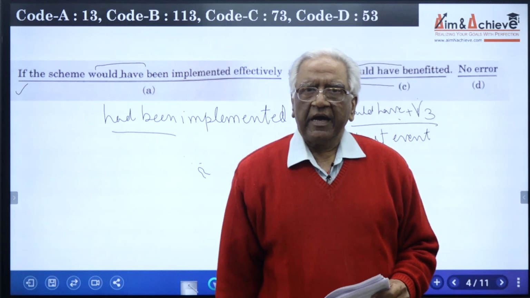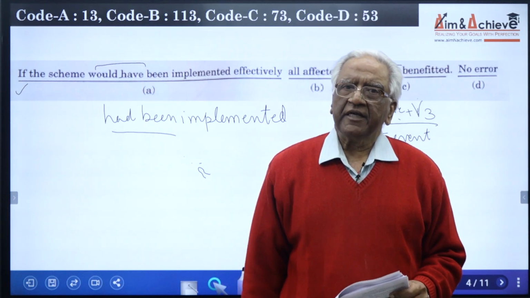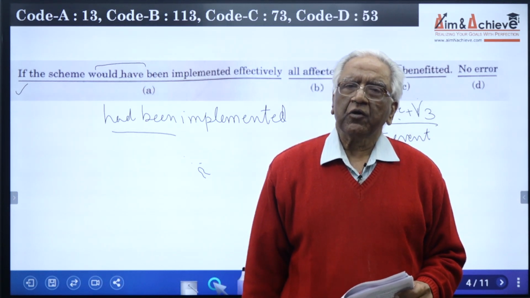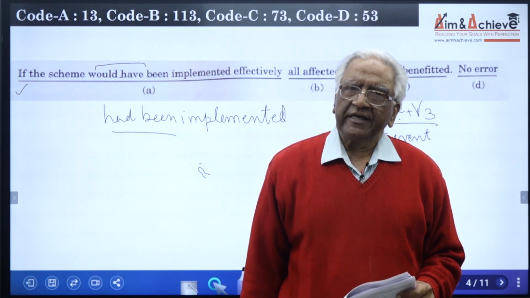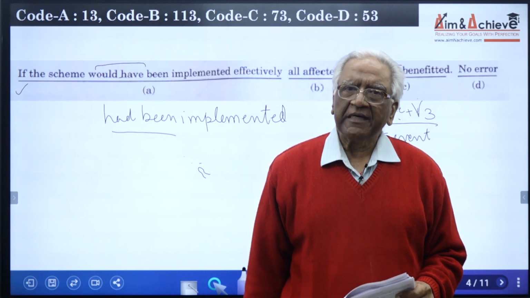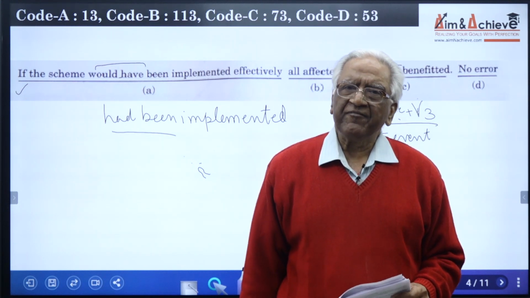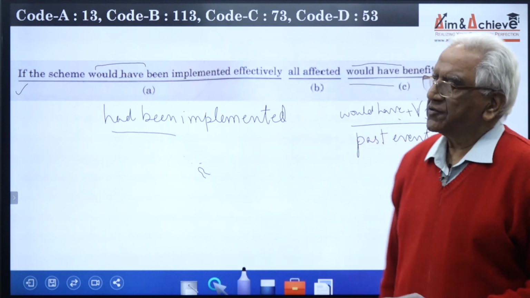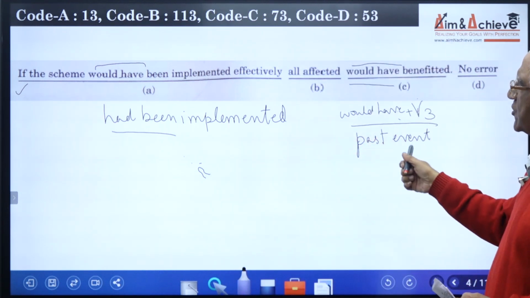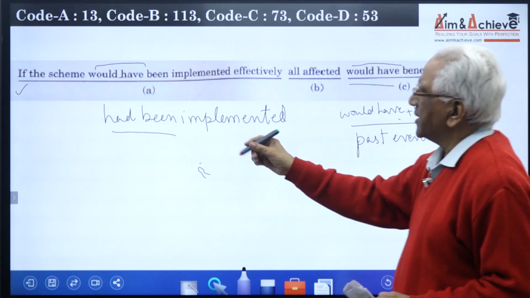I have handled this question by understanding that we don't use would have in the two clauses which comprise this conditional. Secondly, since we are talking about the past event, the normal pattern is if plus past perfect in the conditional part, and in the other clause we use would have plus V3. So it is very clear that the error is in part A.